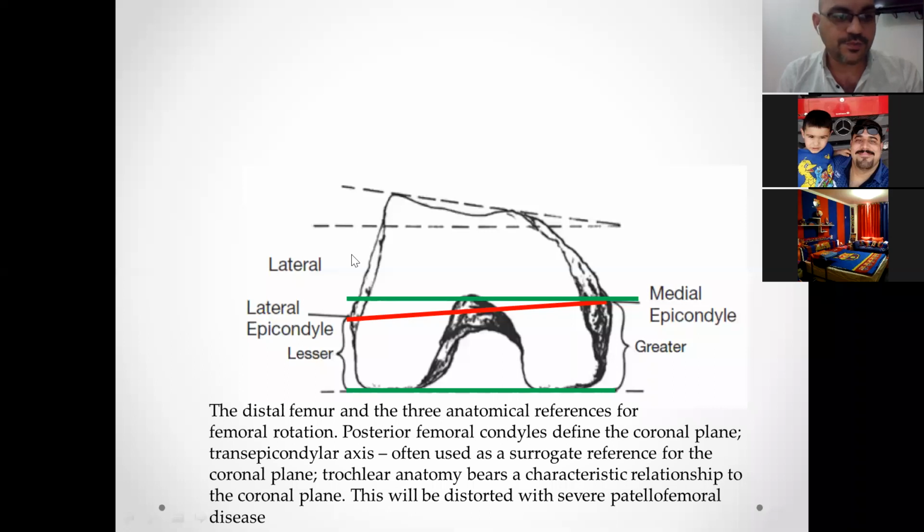Another feature of anatomy is that the distal femur's trochlea is not parallel with the axis of rotation of the femur.